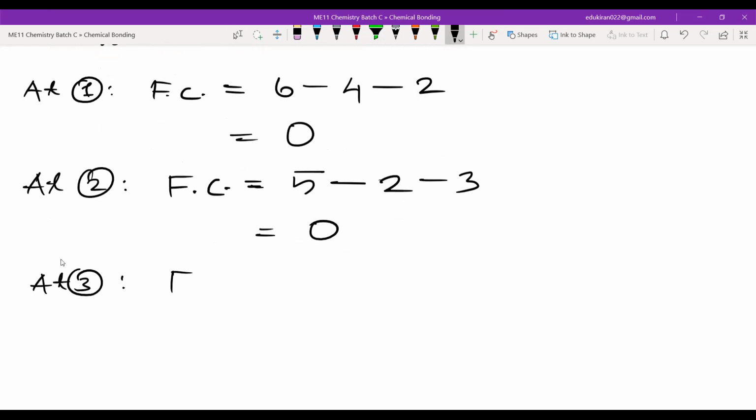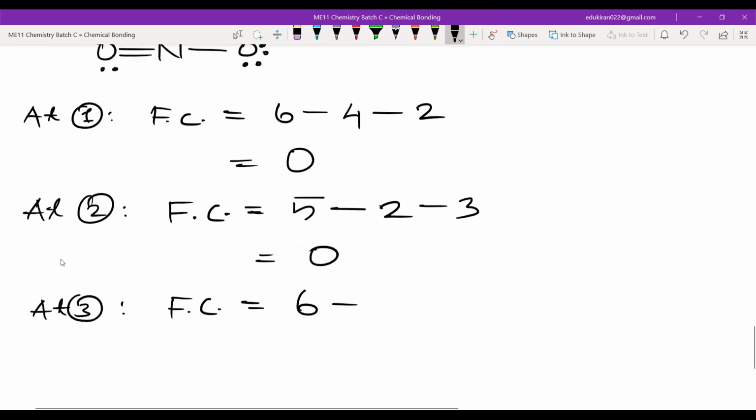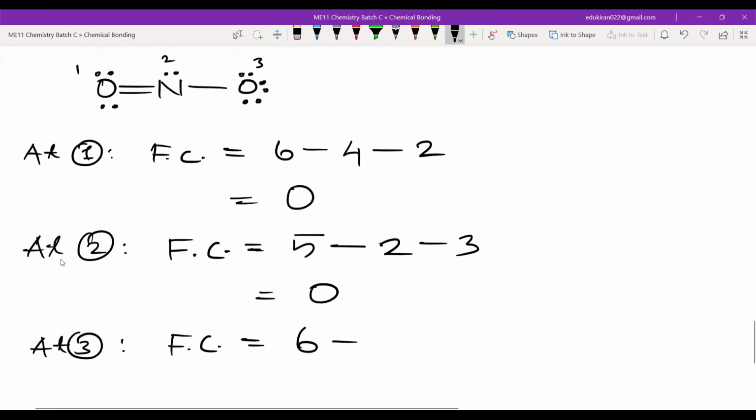That is the third oxygen. Formal charge is equal to 6 minus how many lone pair electrons, non-bonded electrons? 6 only, no? Minus how many bonds? 1 bond. So formal charge will be equal to minus 1.